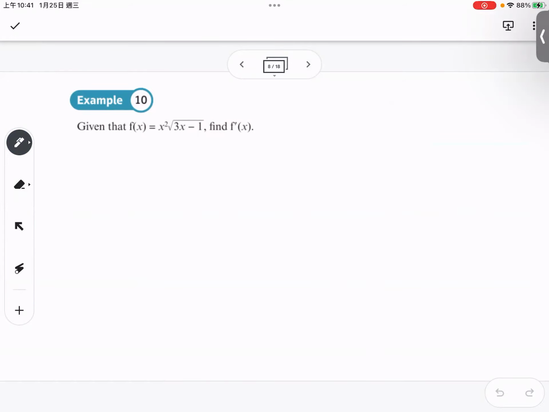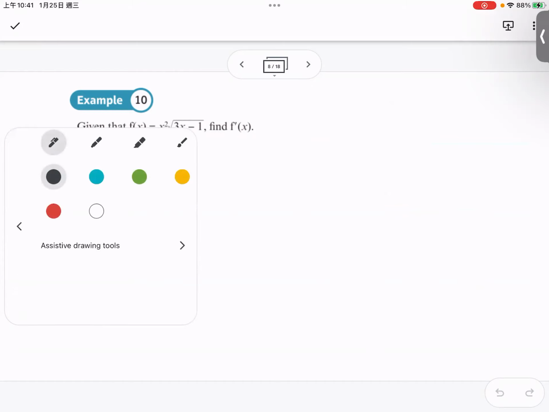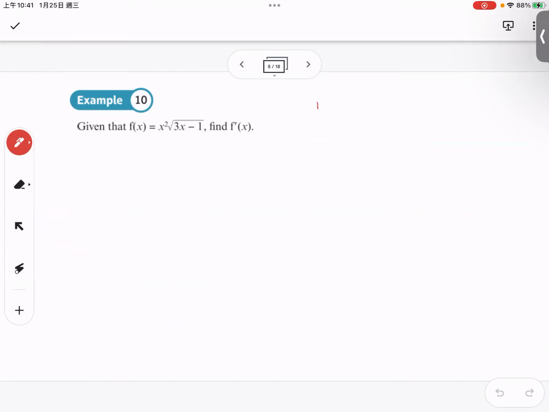Now, look at it. We have f(x) is equal to x squared times square root of 3x minus 1. Okay, let's look at it one by one. First of all, number one, in this function, we see two parts of it. We know how to do the derivative of x squared. d(x squared)/dx is equal to 2x. We know this is the first part of it.